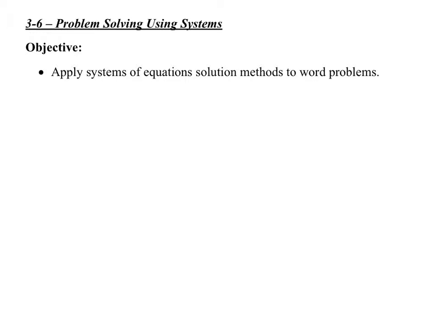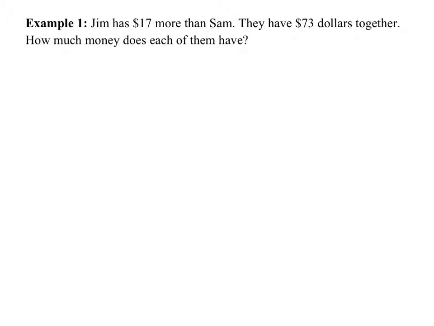So let's look at the first. Jim has $17 more than Sam. They have $73 together. How much money does each of them have? Probably one of the most basic applications of systems, and you'll see this early on in the SAT, one of those easier type problems.